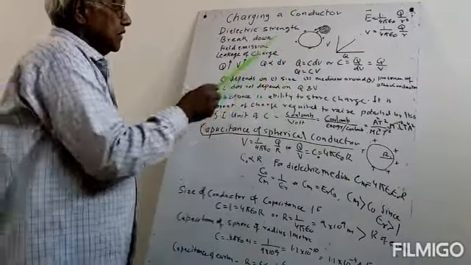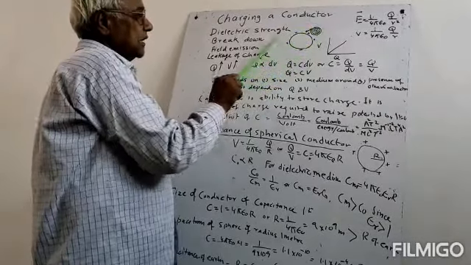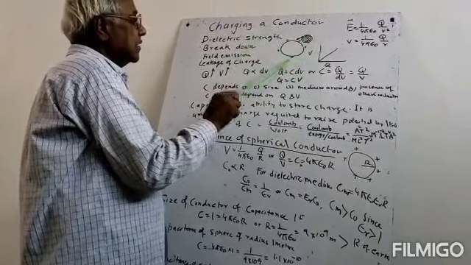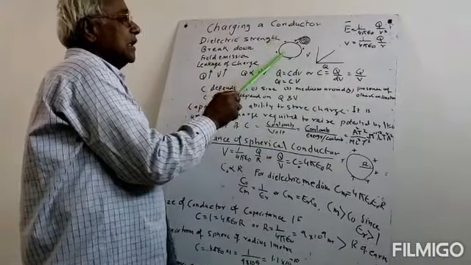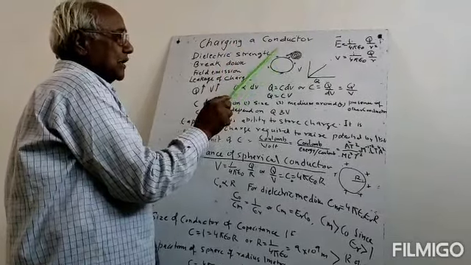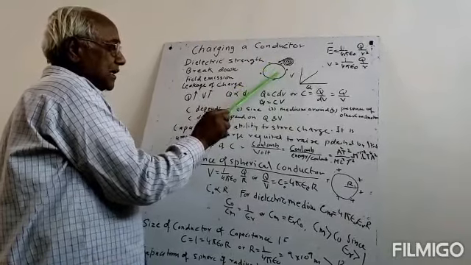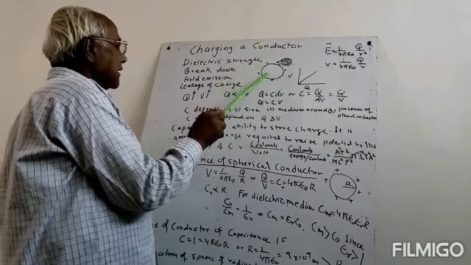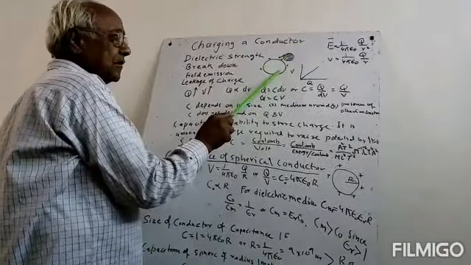Now, suppose this is the conductor and outside the conductor, surrounding the conductor, there is air, and air is a dielectric. It is an insulated dielectric medium. Now the question: if we want to give the charge to the conductor, then what is the limit up to which we can give the charge to the conductor? So as we give the charge to the conductor, what will happen? Electrical field will be increasing, and electrical field will increase as Q increases.